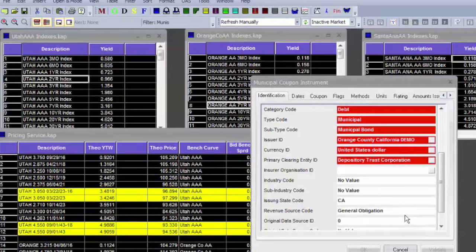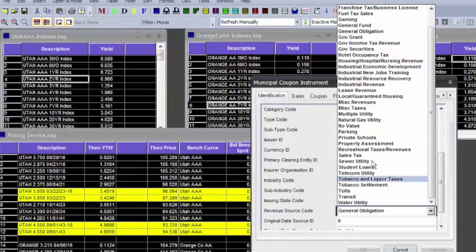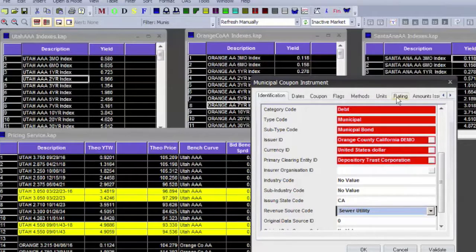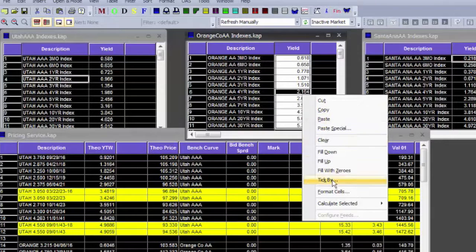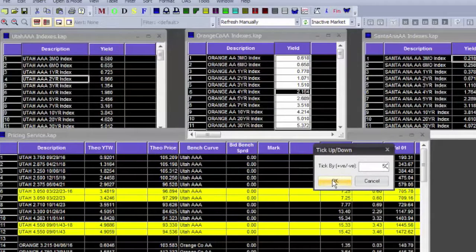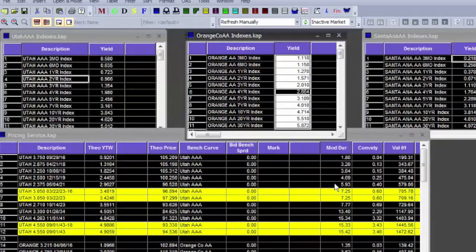We can tag any fields you see here and add others that might prove necessary. Finally, we can deliver analytics along with prices. Here are duration, convexity, and Valo1. They recalculate automatically with prices. No extra effort is required to generate or deliver them.